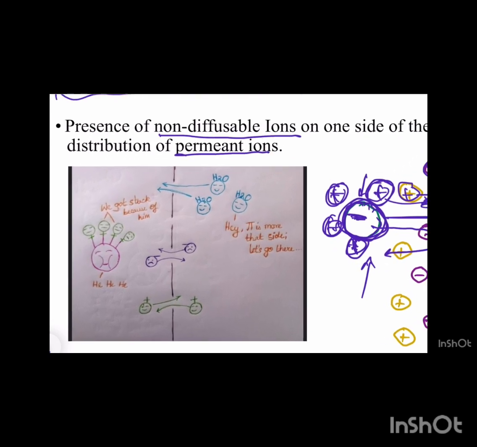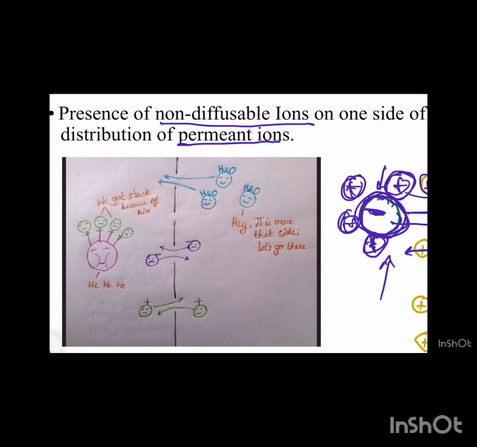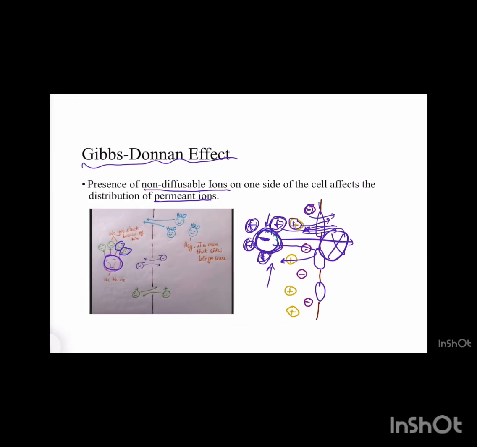So as we can see in this cartoon, this protein is too big to move out. Usually these big non-permeant ions are proteins. It is attracting these cations while they could have easily traveled. They are being stuck because of it on this side, and that is attracting more water because of the concentration.